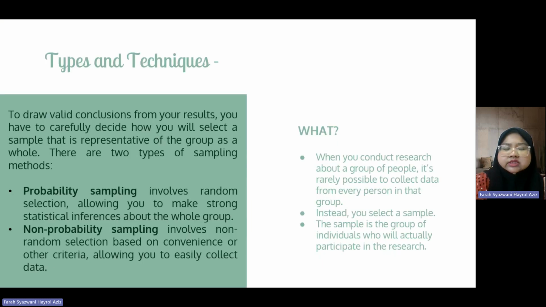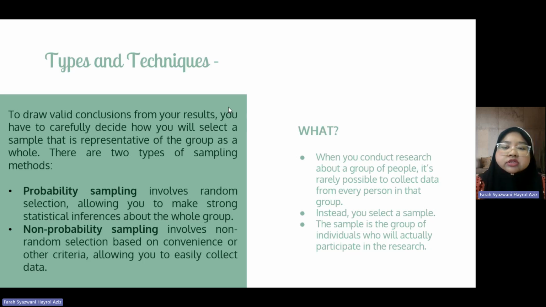So what is actually sampling? For you to draw a valid conclusion from your results, you have to carefully decide how you will select a sample that is representative of the group as a whole. There are two types of sampling methods. Number one is probability sampling, which involves random selection, allowing you to make strong statistical inferences about the whole group. Secondly is non-probability sampling, which involves non-random selection based on convenience or other criteria, allowing you to easily collect data.